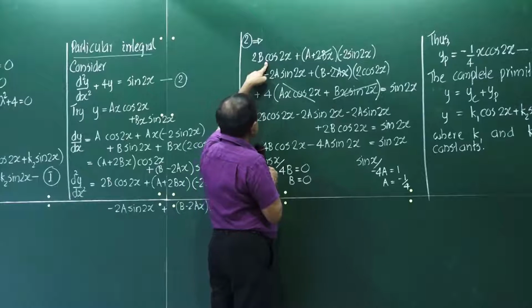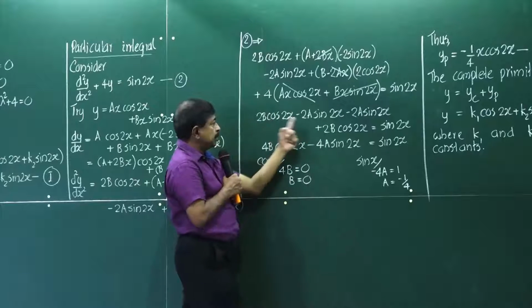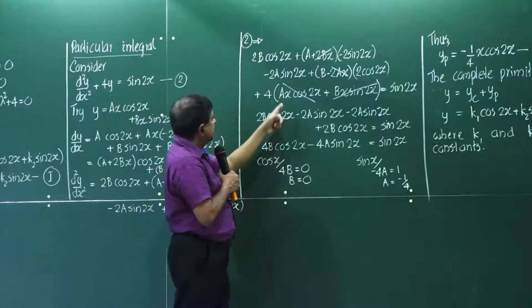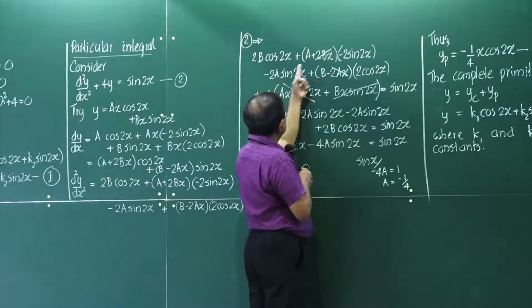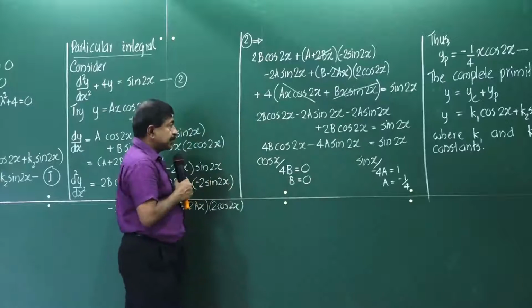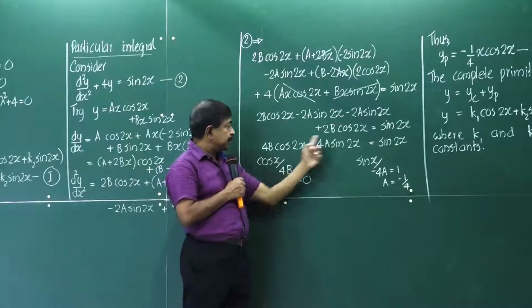2b cos 2x, here you have another 2b cos 2x. So you have 4b, these two will give you 4b cos 2x. And there are two terms carrying sine 2x. Minus 2a sine 2x, here again you have minus 2a sine 2x. So those two combined will give you this one. So this is what you have.